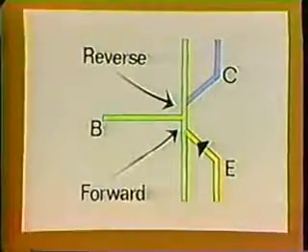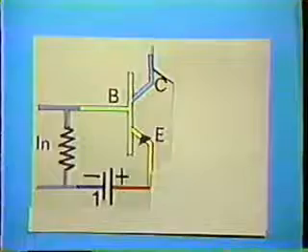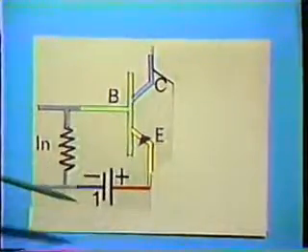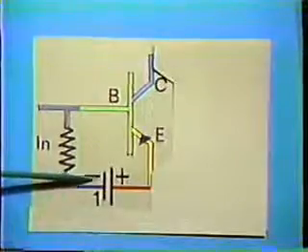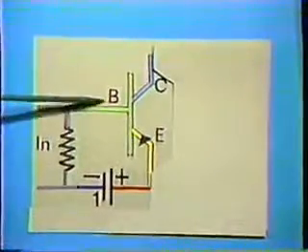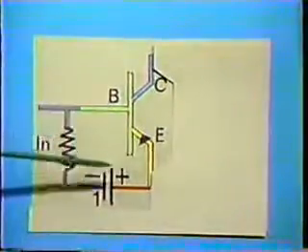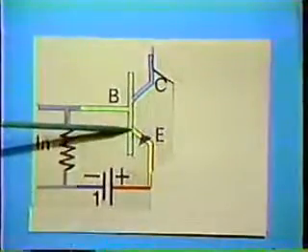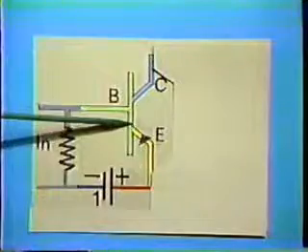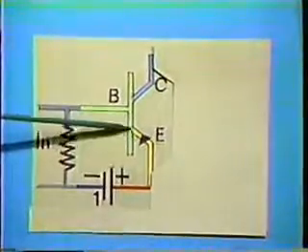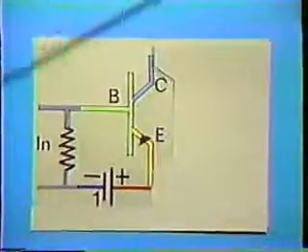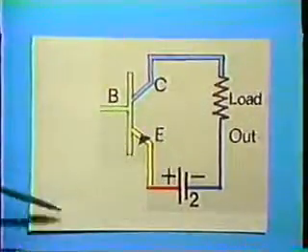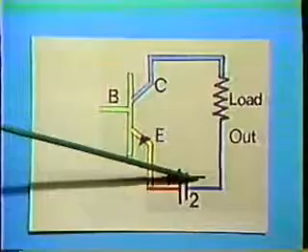Again, we will use two batteries to illustrate proper bias of PNP common emitter amplifiers. Battery 1 in the base emitter circuit will be connected like this, with the negative terminal connected to the base, which is N-type material, and the positive terminal connected to the emitter, which is P-type material. Thus, the emitter-base junction is forward biased.